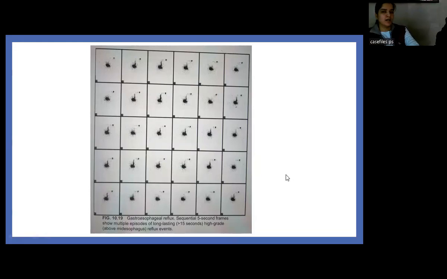Interpretation varies. Some may say that the reflux lasts for less than 10 seconds or more than 10 seconds, or that it is high grade or low grade, based on the length of the esophagus over which reflux is occurring. So if it is occurring beyond the mid esophagus, then it is considered as high grade. If it is occurring low, then it is considered as low grade.